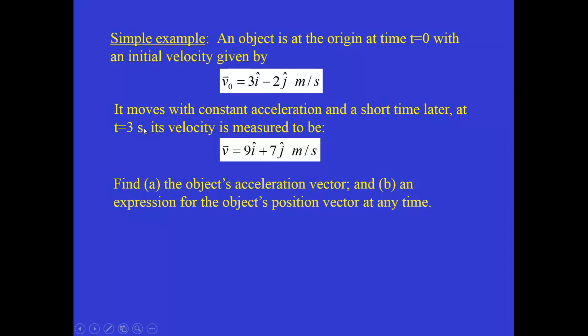And a short time later, at t equals 3 seconds, its velocity has changed and is now measured to be this value. All right, they're still vectors, but you can see that they're not the same, and they've changed. The object has changed its velocity direction, and it's also changed the magnitude. And so a simple homework problem might ask us to find the acceleration vector for that object during that time, and then to go beyond that to find an expression for the object's position vector at any time. And we can quite straightforwardly use those equations for constant acceleration motion along the x and the y direction in order to answer these two questions. I won't work out the solution here, but it's a typical homework type problem.